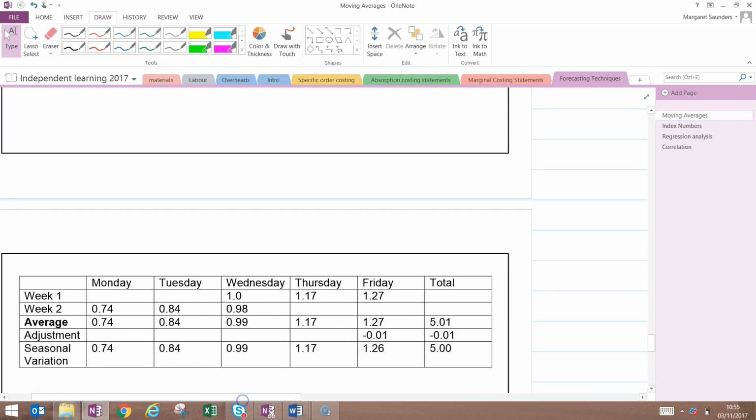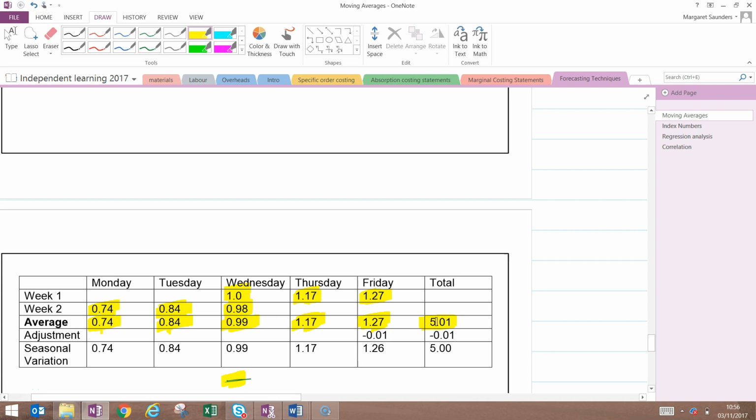So here we have a table with the multiplicative seasonal variations written into it. So same layout, column for each time period. So our first seasonal variation for Wednesday was 1. For Thursday, 1.17, Friday, 1.27, the following week, Monday, Tuesday, Wednesday. Again, we average them. So because there is only 1 for Monday, that is the average. The same for Tuesday. Wednesday, add them together and divide by 2. Thursday and Friday. Now if we add them across and get a total, you'll see it comes to 5.01.